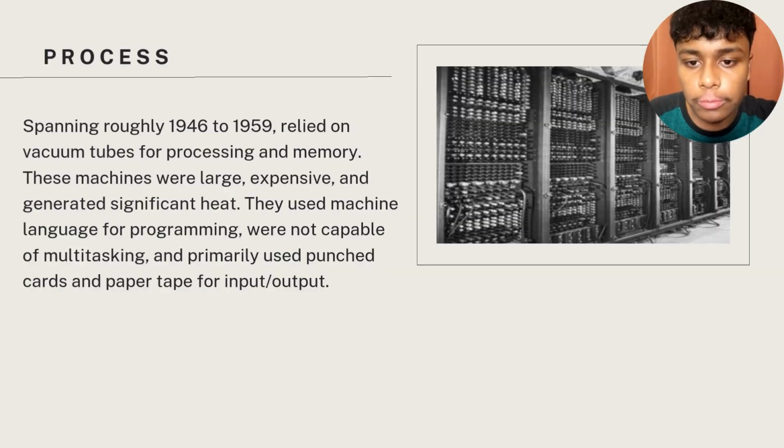Okay, moving on. For process, spanning roughly from 1946 to 1959, it relied on vacuum tubes for processing and memory. These machines were large, expensive, and generated significant heat. They also used machine language for programming, but they were not capable of multitasking and primarily used punch cards and paper tape for input and output.